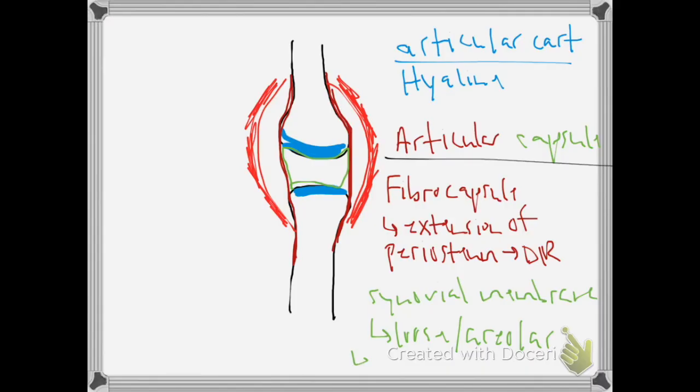Synovial membrane secretes synovial fluid. This fluid helps protect against friction during movement. Why are we having movement? Because this is an articulation where two bones are meeting. We're going to get some movement. Okay, so that's our synovial membrane, made of this loose areolar connective tissue.